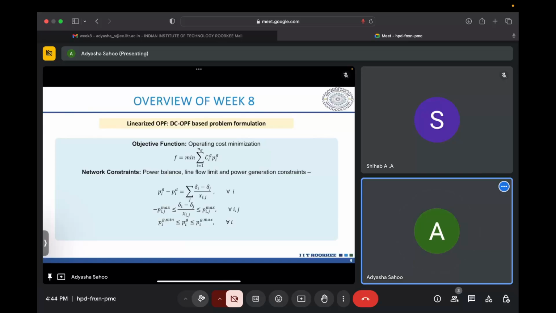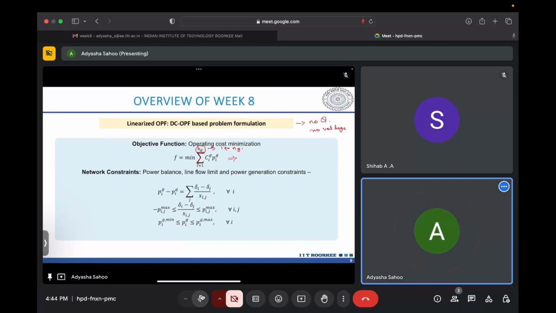Now, in the linearized OPF, the DC OPF, what we do is we basically consider only the active power. We consider that there is no reactive power or there is no voltage, for simplifying our model. So you see here the objective function is to minimize the cost. You have a total of ng number of generators, 1, 2, up to ng, and their sum you are taking to minimize the cost.